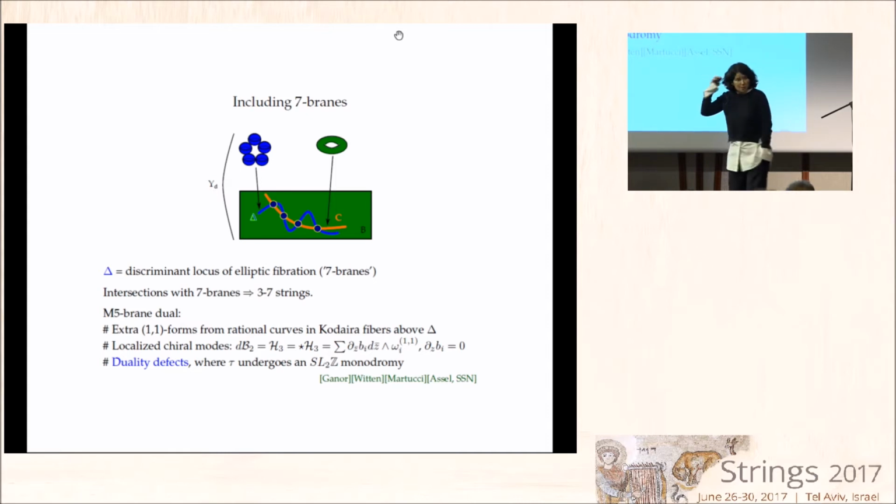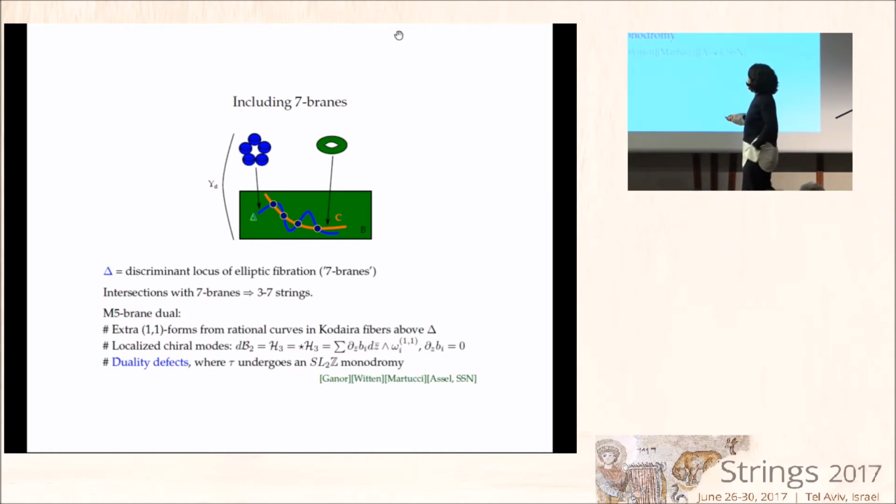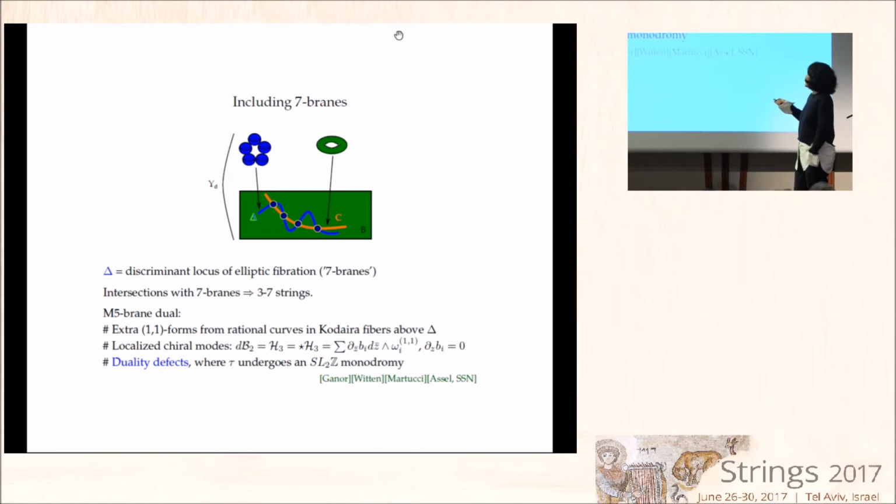So I should make a small comment here that the types of strings that were discussed in the last talk correspond to more like the D3 brane actually being embedded into the discriminant locus. Here, I'll consider these transverse intersections where we have a point-like intersection between the D3 and D7. So what we actually obtain here at these intersections are additional modes, which are 3-7 strings.